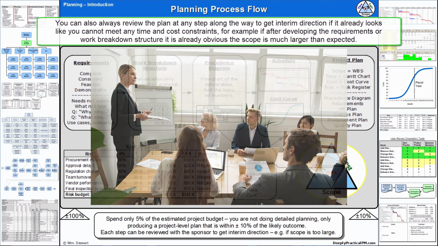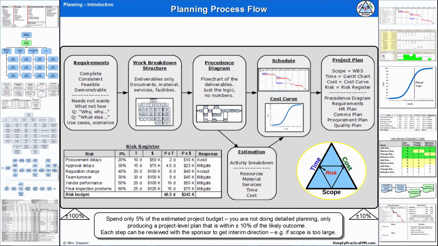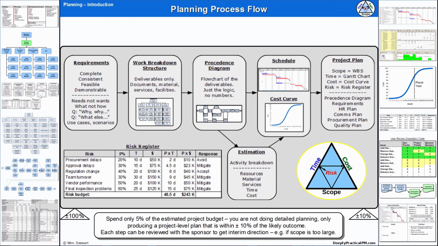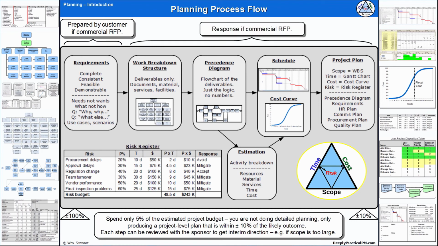By the way, the process is exactly the same whether the project is within one organization or a contractual effort between two parties. The only difference is that for commercial projects, the requirements are often prepared by the customer and provided to the planning team as input. But the process is the same either way, and for commercial projects, the project plan is the main document provided in the proposal.